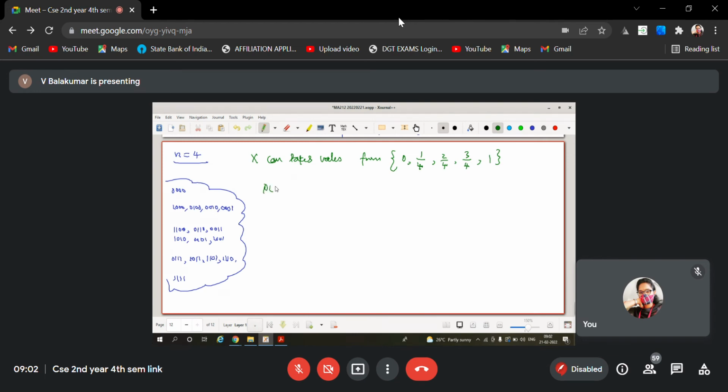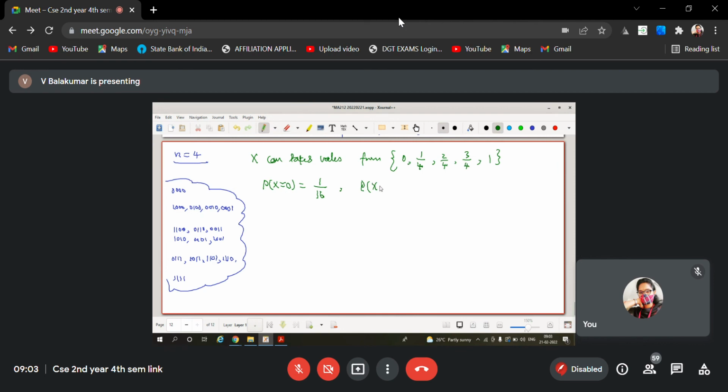What is the probability for capital X is taking... I'm sorry, what is the probability for 0? Capital X takes 0. Out of the 16 possibilities, capital X 0 means 0 is the average. That means 0 failure in all the exams. Only one possibility.